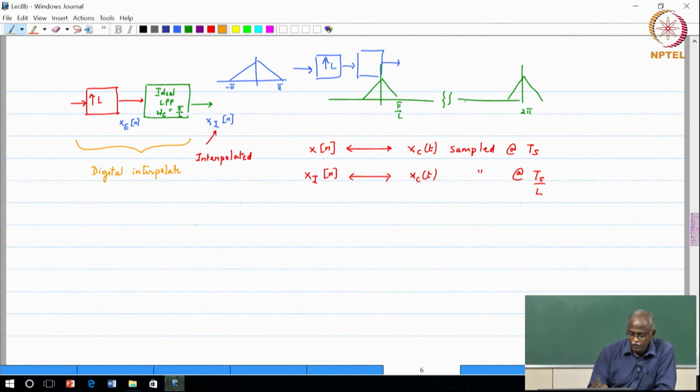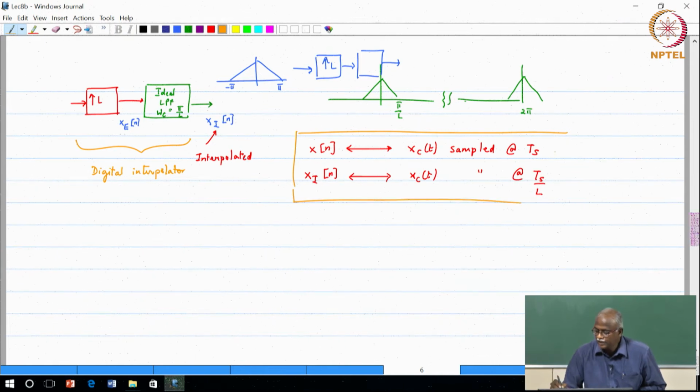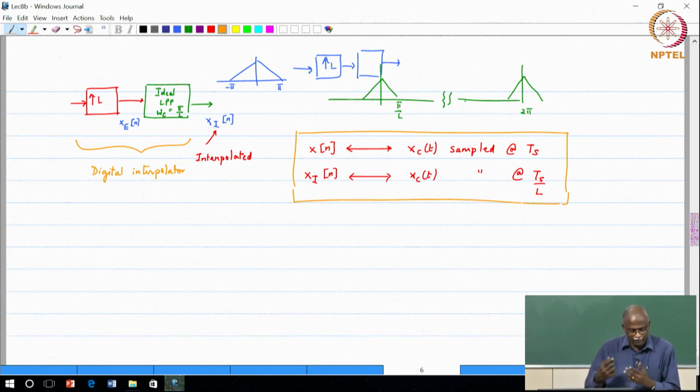Notice that I did not go to the continuous time domain at all, but I still talk about something called interpolation and the sampling rate being changed and other things. Where is the underlying framework? The underlying framework basically lies in the box on the right hand side, which says that if I view my input signal as a continuous time signal, band limited, which was sampled at Ts, the output of this combination of the upsampling block and the low pass filtering looks like the same continuous time signal sampled at Ts by L.